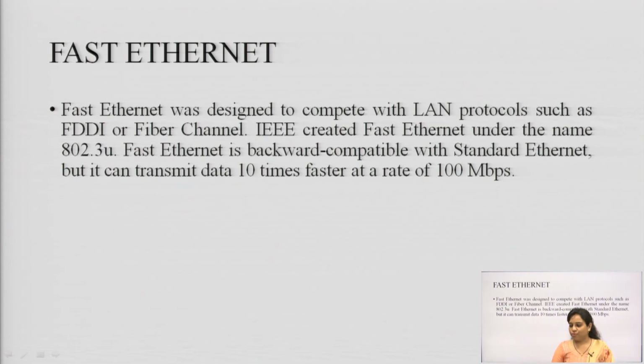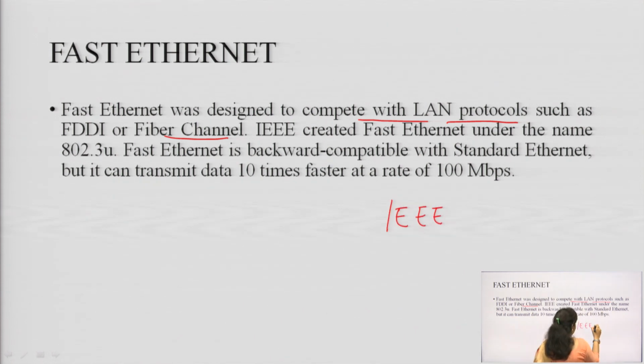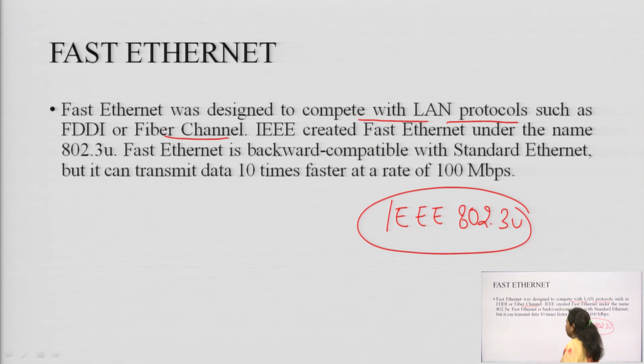Now, next we will move to what is fast Ethernet. After the standard Ethernet, there is a fast Ethernet. It was designed to compete with LAN protocols such as FDDI or Fiber Channel. Then IEEE created fast Ethernet under the name 802.3u, so it can also be written as IEEE 802.3u. So, this is the standard that has been established for fast Ethernet.